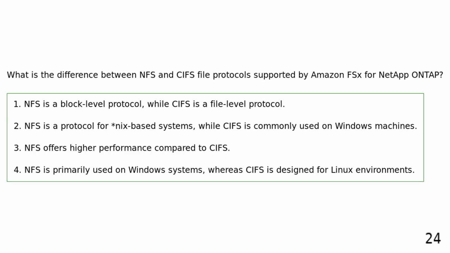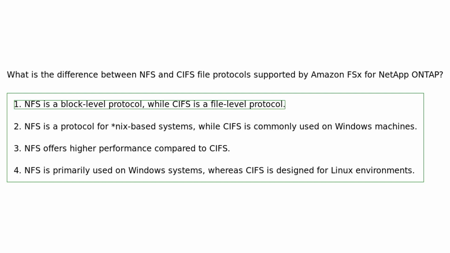What is the difference between NFS and CIFS file protocols supported by Amazon FSx for NetApp ONTAP? NFS is a block-level protocol, while CIFS is a file-level protocol. NFS is a protocol for *NIX-based systems, while CIFS is commonly used on Windows machines. NFS offers higher performance compared to CIFS. NFS is primarily used on Windows systems, whereas CIFS is designed for Linux environments.